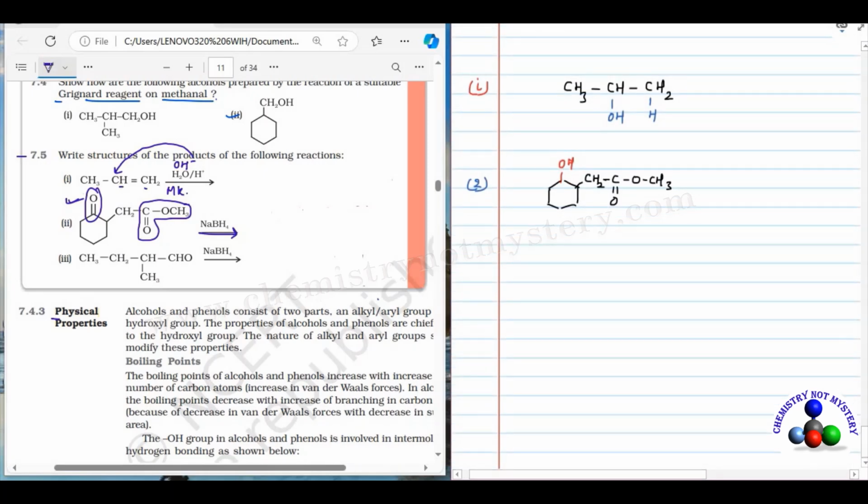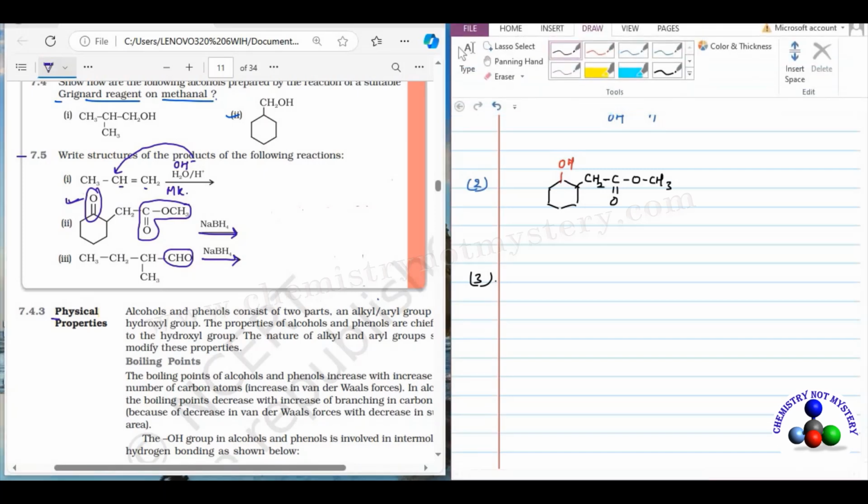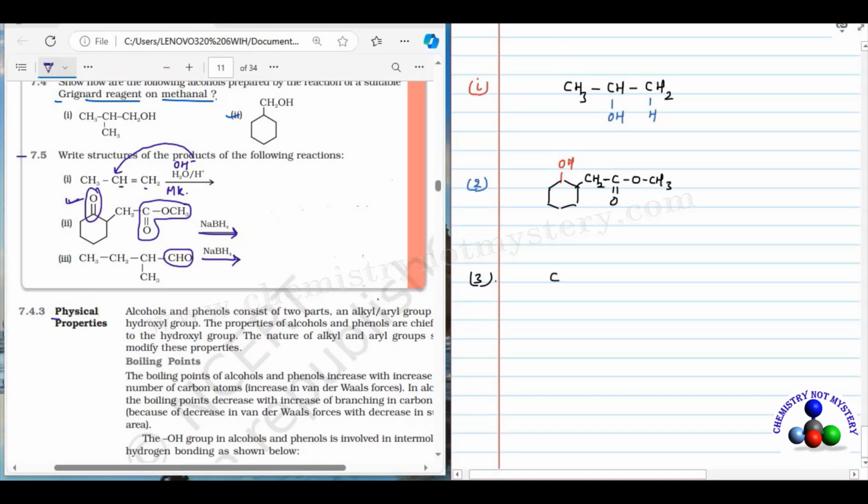Now come to the third reaction. In the third reaction, an aldehyde functional group is given and the reagent is given as NaBH4. This is a reducing agent. It reduces aldehyde to alcohol. So now draw the structure of the product of this reaction. So here this is CH3 single bond CH2 single bond CH single bond CH3. Here CH2 and now this is OH. So the aldehyde functional group reduces to primary alcohol, while in the above reaction the ketone functional group reduces to secondary alcohol.